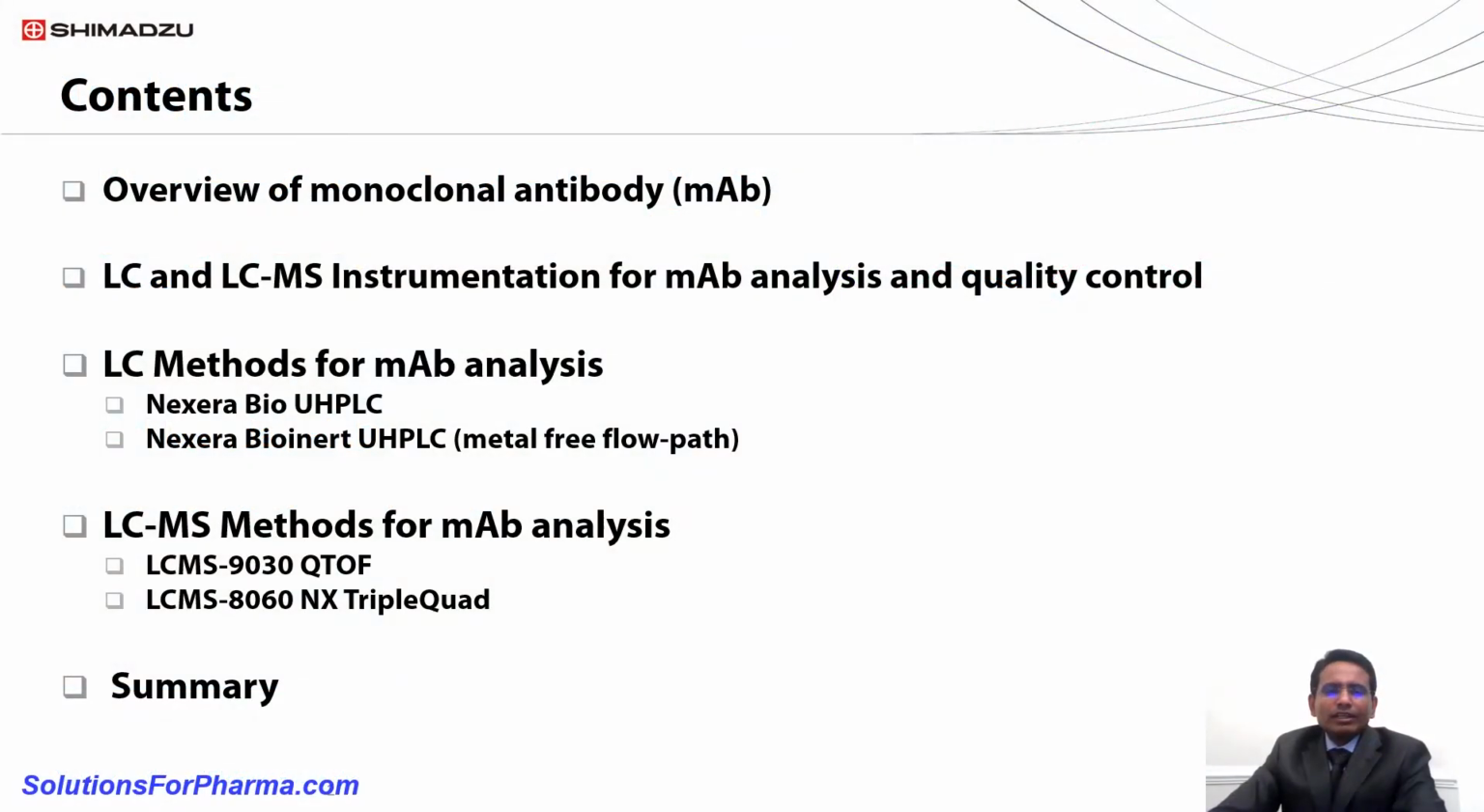First, I'll give a little bit of overview of monoclonal antibody. Then I'll be showing LC and LCMS instrumentations for mAb analysis and quality control. For doing that, first I'll show LC methods for mAb analysis, and I'll be showing two systems. One is Nexera Bio-UHPLC based mAb analysis, and another is Nexera Bioinert UHPLC based mAb analysis. Nexera Bioinert UHPLC is basically Shimadzu's latest innovation, which uses a metal-free flow path from the needle to the detector.